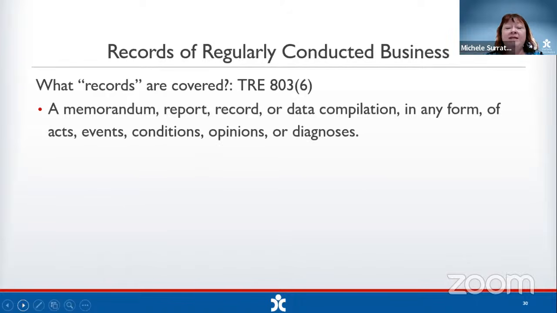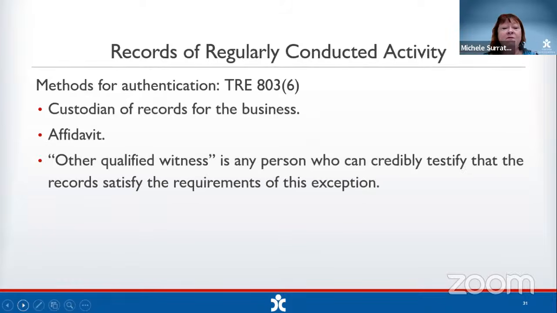And so there's a couple of different ways that you can get in these types of business records. The first way that we could do it is through a custodian of records for that business. Another way is through an affidavit, which is the way I prefer. You can get those on file, or get them out to the other parties. You can also have another qualified witness. This is a person who can credibly testify to those records that satisfy the requirements to get these records in. So they would really have to have information regarding what the business records are in order to get those in.